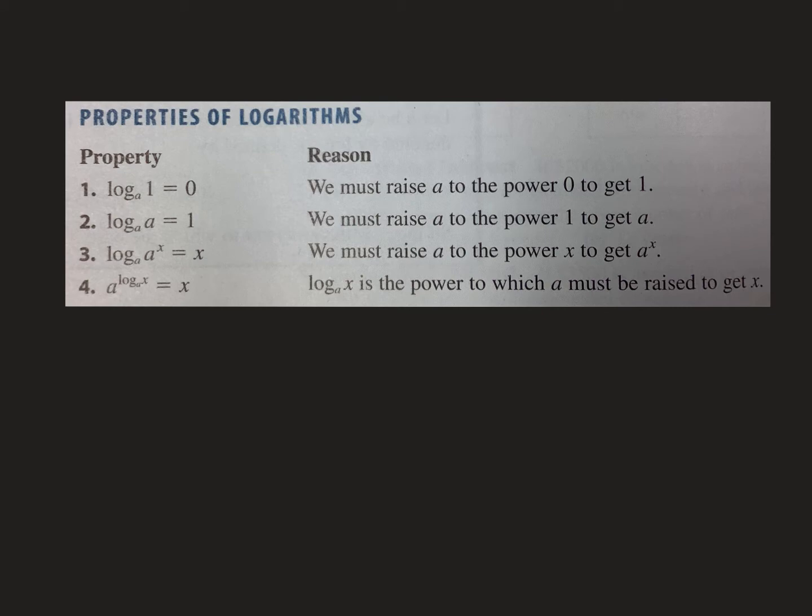Properties, these are huge. Make sure you get these down somewhere. No matter what the base is, log base a of 1, log base 5 of 1, it always equals 0 because anything to the 0 power is 1. If the base is the same as the number beside it, like log base a of a is 1, log base 2 of 2 is 1, log base 3 of 3 is 1, because anything to the first power is itself. When you raise a to the power of 1, you get a.